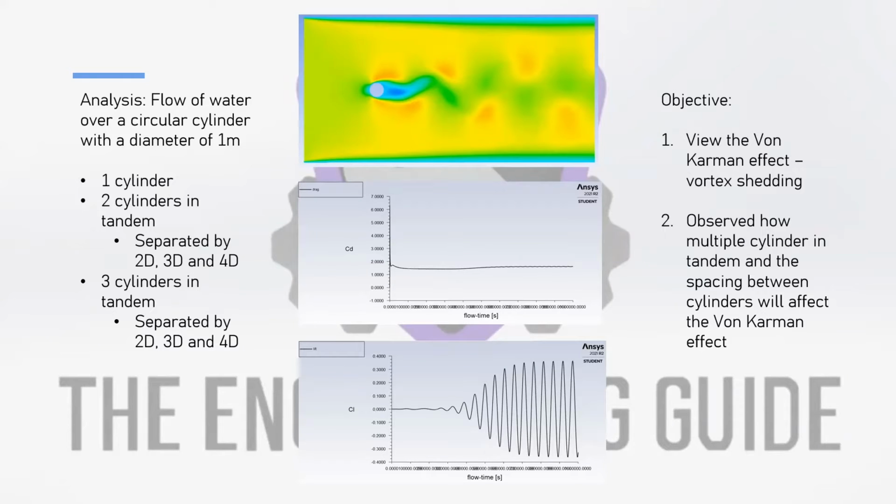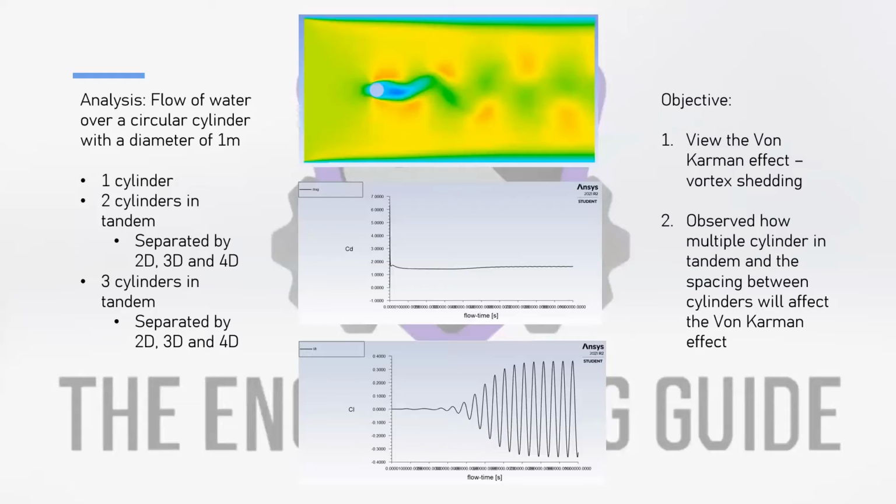So to be more specific, our analysis is going to be the flow of water over a circular cylinder with a 1 meter diameter. And we're going to do this simulation for one cylinder, two cylinders in tandem that are separated by 2D, 3D, and 4D. So what do I mean by this? The two cylinders in the fluid flow, their centers are going to be separated by 2 times their diameters. So in other words, it's going to be separated by 2 meters for one simulation. It's going to be separated by 3 meters for another simulation and 4 meters for a fourth simulation.